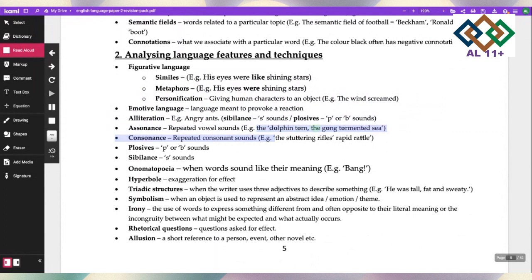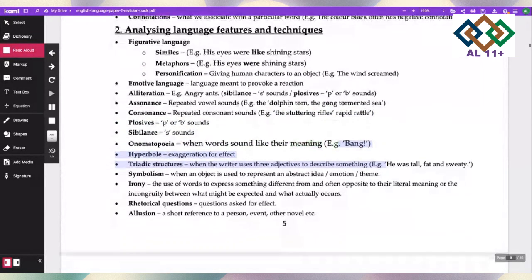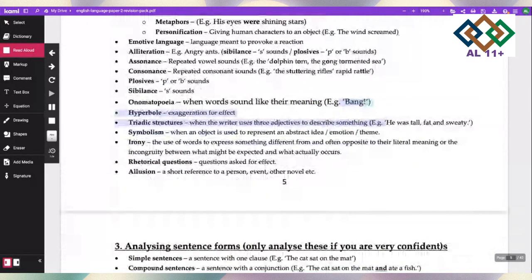the dolphin torn, the gone tormented. Consonance: repeated consonant sounds, e.g., the stuttering rifles, rapid rattle. Plosives: p or b sounds. Sibilance: s sounds. Onomatopoeia: when words sound like their meaning, e.g., bang. Hyperbole: exaggeration for effect. Triadic structures: when the writer uses three adjectives to describe something, e.g., he was tall, fat and sweaty. Symbolism: when an object is used to represent an abstract idea, emotion or theme.